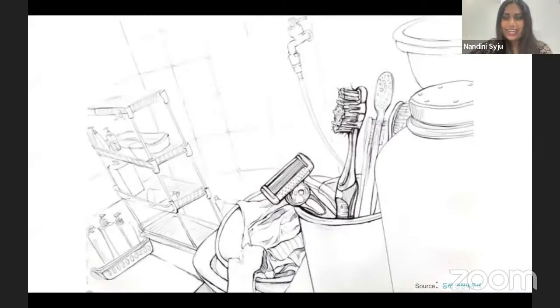Let's look at a few examples that I've sourced from this one art school in Busan. So this is again a very exaggerated drawing, and over here you can see that the emphasis is on the toothbrush. So this is why I pull this picture out, because you can see that people are playing with the line thickness. The artist is playing with the line thickness to communicate emphasis.